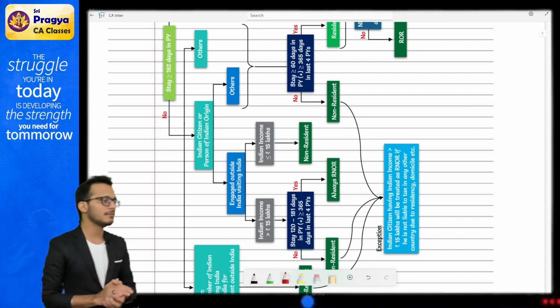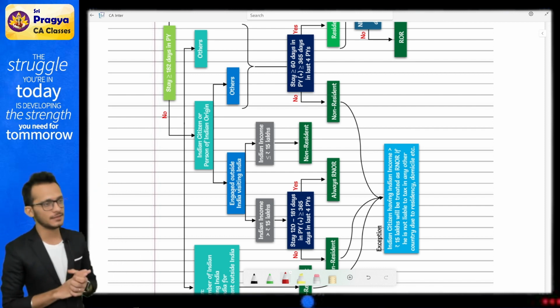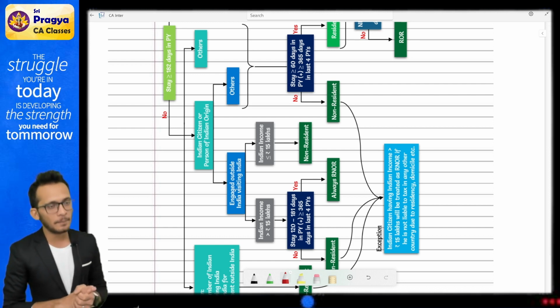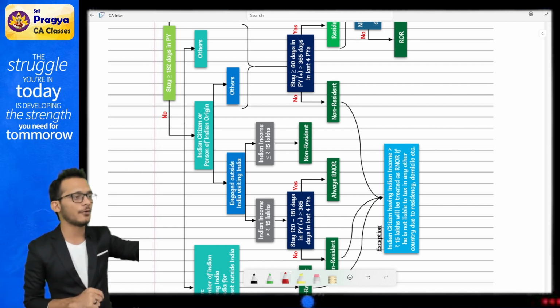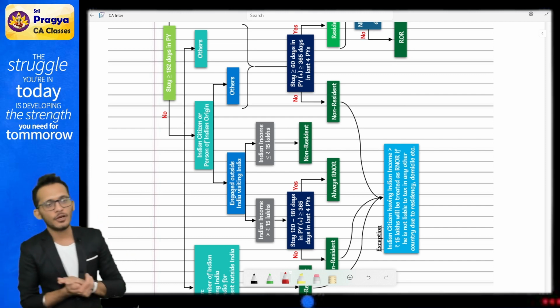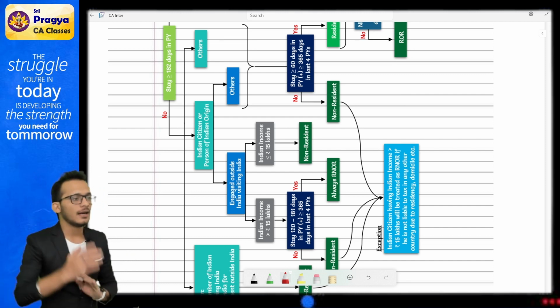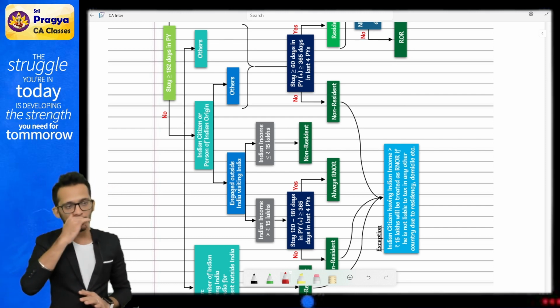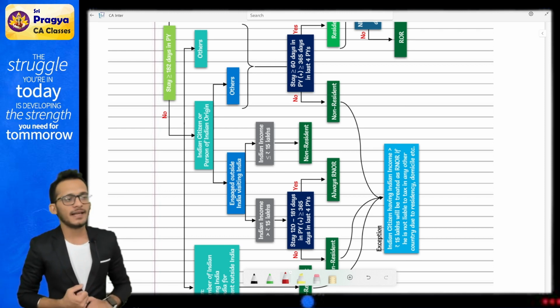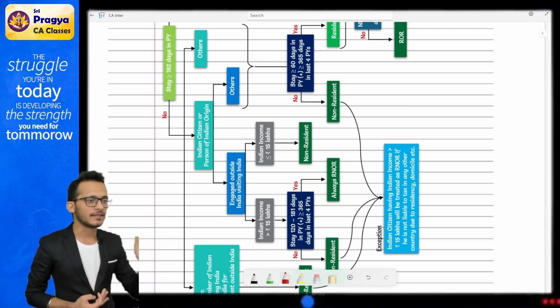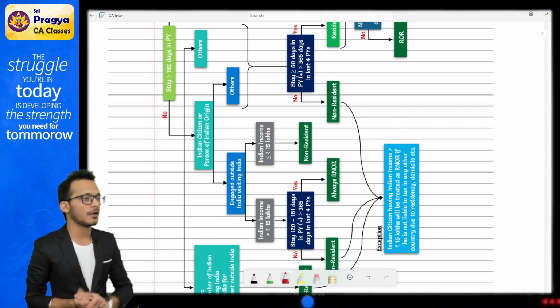The policy comes and says that if you are an individual, you have to check your residential status. The best and the basic condition is to check for 182 days. If you are going to stay in India for more than 182 days, come to the right side. You will become a resident. If you are not staying for 182 days, you come to the left side. In the left side, you have to check for 3 charts.